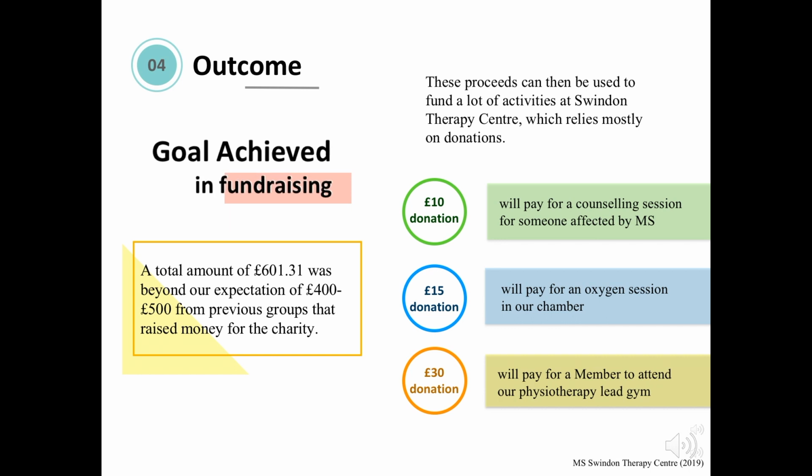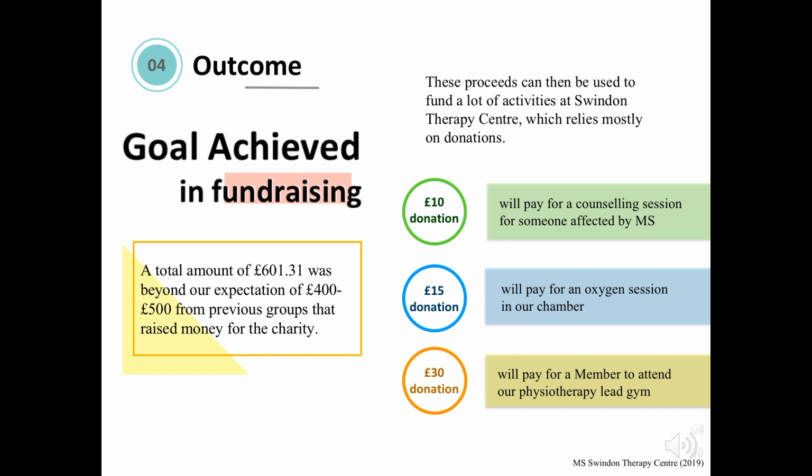Reflecting on the goal achieved in fundraising, we have successfully raised £601, which was beyond our expectation of £4 to £500 compared with previous groups. These proceeds can then be used to fund many activities at Swindon Therapy Centre. According to the information we gained from the charity, each activity they offer costs a certain amount of money. For instance, £10 for a counseling session for someone affected by MS, £15 for an oxygen chamber session, and £30 for a member to attend the physiotherapy league gym. We hope the funds we gain can help the patients in those certain ways.